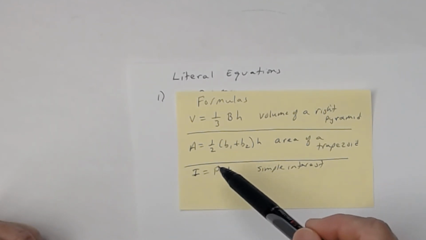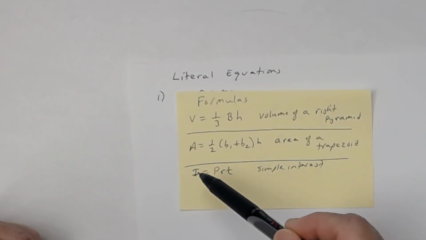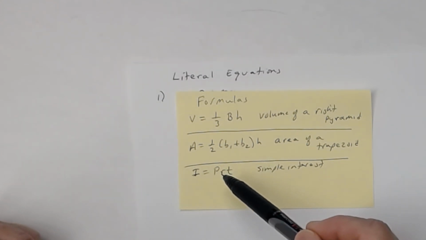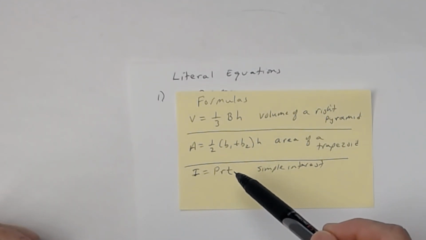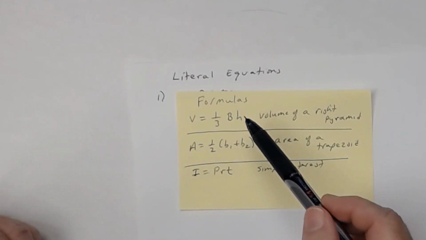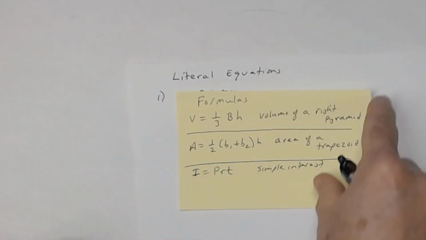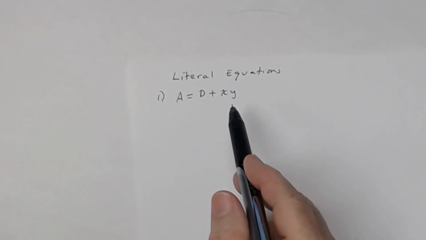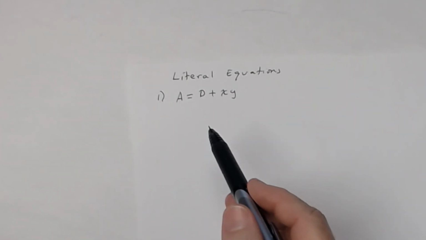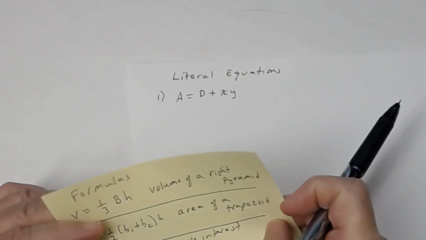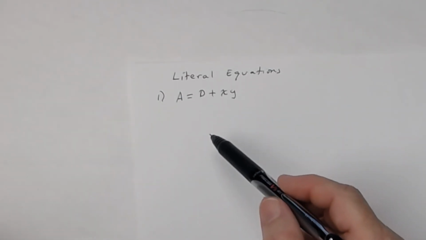Another formula that you probably dealt with in financial math is interest. Simple interest is equal to the principal times the rate times the time. So these are formulas, and you could take these formulas and solve for particular variables. You can also think of these as literal equations, because these equations have more than one variable. But the literal equations we're going to look at here are not formulas that you would use to solve geometry problems or financial math problems. In most cases, these are just made up: equations where we have more than one variable and we're going to solve for a variable.